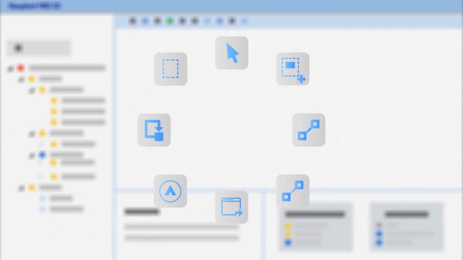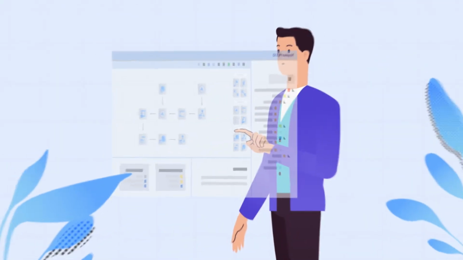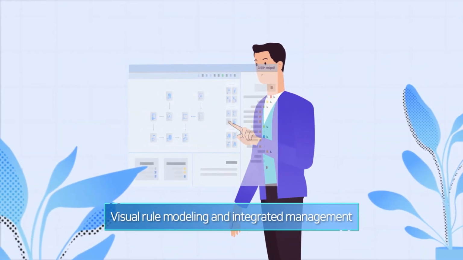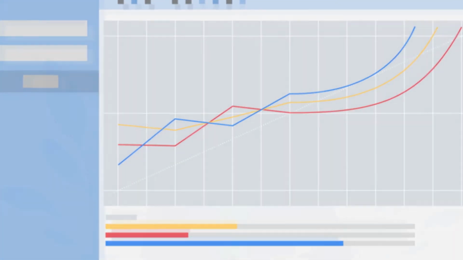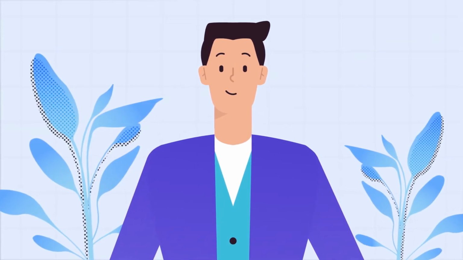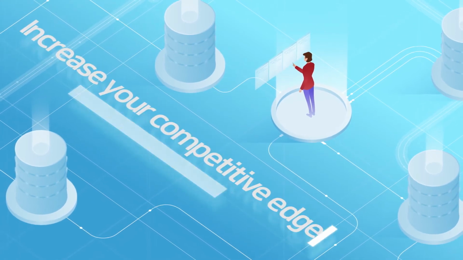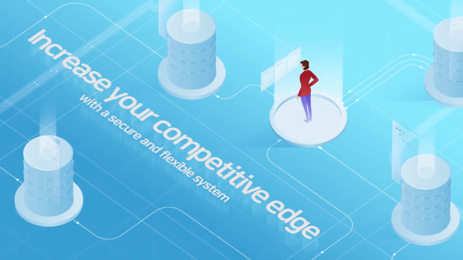SD leverages visual modeling with displays of labeled icons, facilitating quick comparisons, analysis, and business rule changes. By simply understanding the production process, even those without modeling expertise can respond quickly to various requirements, thereby significantly improving overall development productivity. Nexplant MES SD enables best practices to maximize performance.